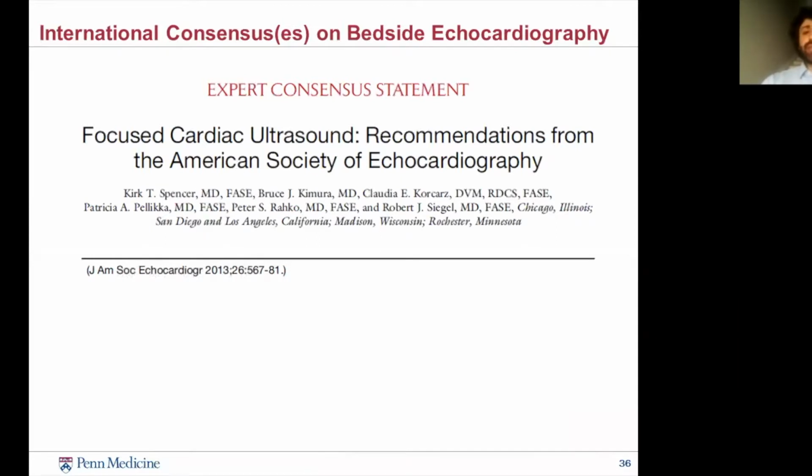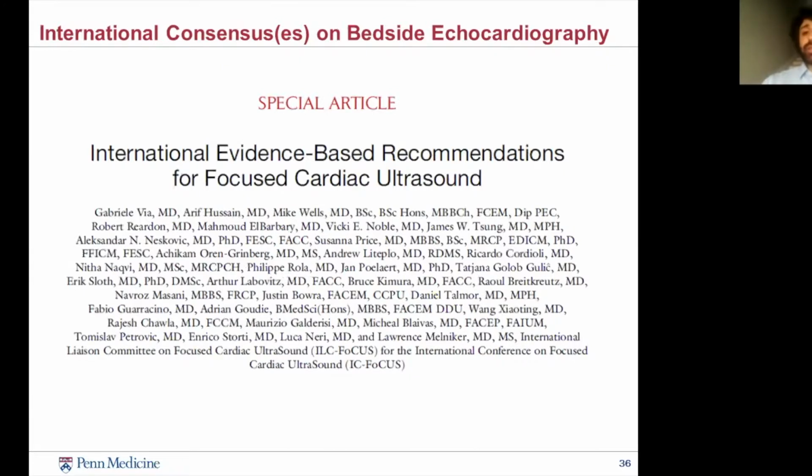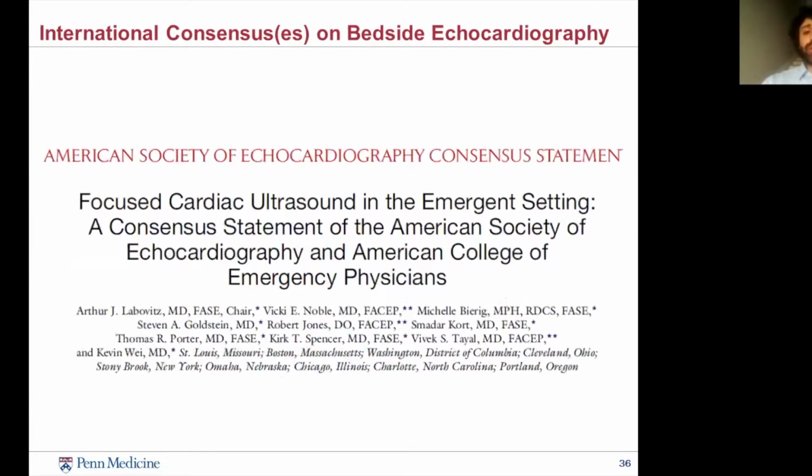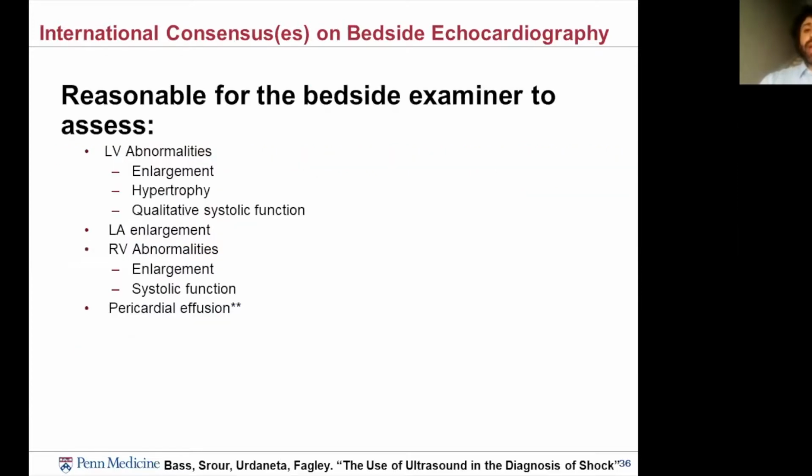Several societies have gotten together and said that it is reasonable for us to be doing basic echocardiogram: the American Society of Echocardiographers, and an international consensus, which includes several European groups. And what they've said is that it's reasonable for a bedside examiner to look for LV abnormalities, specifically a couple of the ones we talked about: qualitative systolic function, LV hypertrophy, LV enlargement, similarly the left atrial enlargement, and several right ventricular abnormalities, including a big right ventricle, or a right ventricle that's not moving.